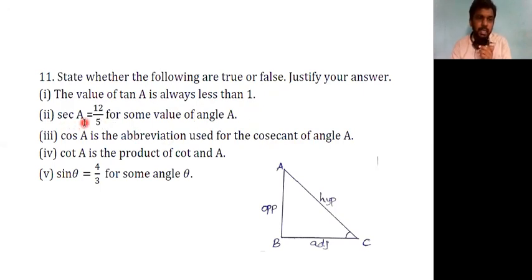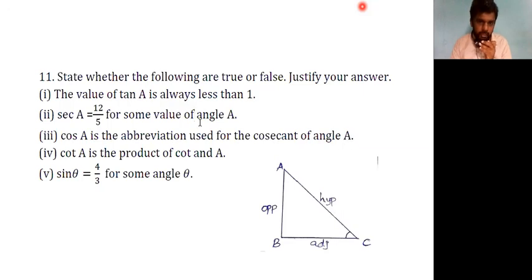Second one, secant A is equal to 12 by 5 for some value of angle A. For some values, the numerator is greater than the denominator, or they are the same. We know that secant A is hypotenuse divided by adjacent. Hypotenuse will be greater than adjacent because hypotenuse is the longer side of the triangle. Therefore, 12 is greater than 5. Therefore, this is true.